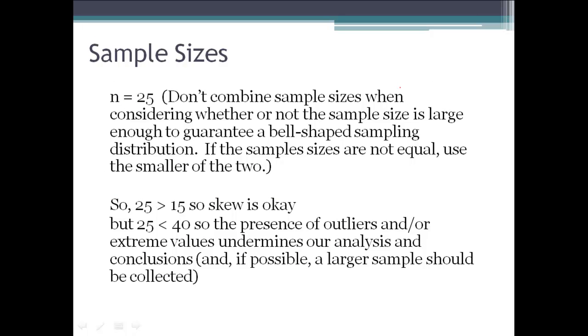Sample sizes, don't combine them. Look at one sample size, 25. If the sample sizes were different in size, you pick the smaller one. So we have 25, skew's okay, outliers or extreme values are not.